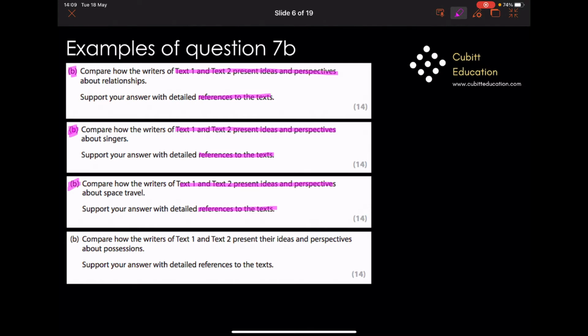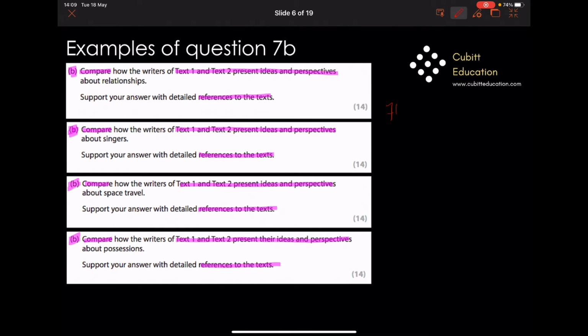And then finally, the fourth one: compare how the writers of text 1 and text 2 present ideas and opinions about possessions. Support your answers with detailed references to the text. So as you can see, it's all about comparisons. I'm going to write this down.